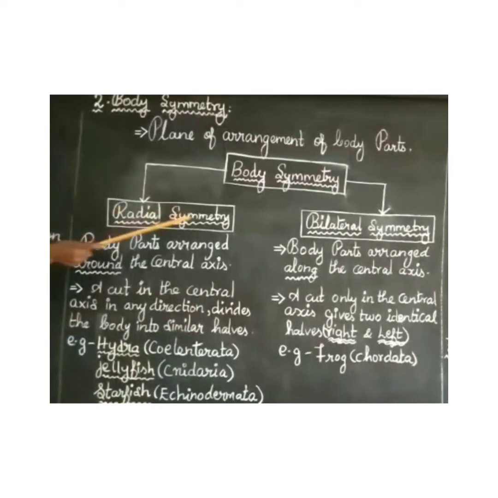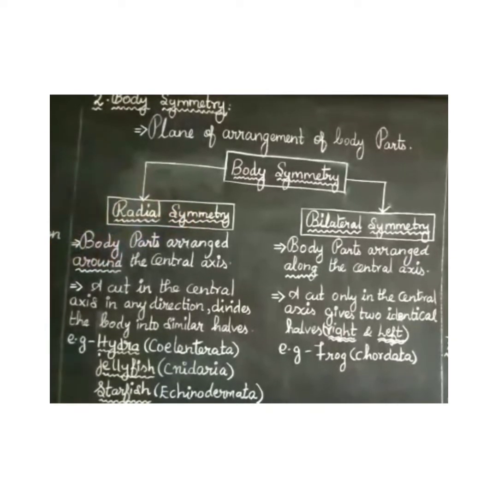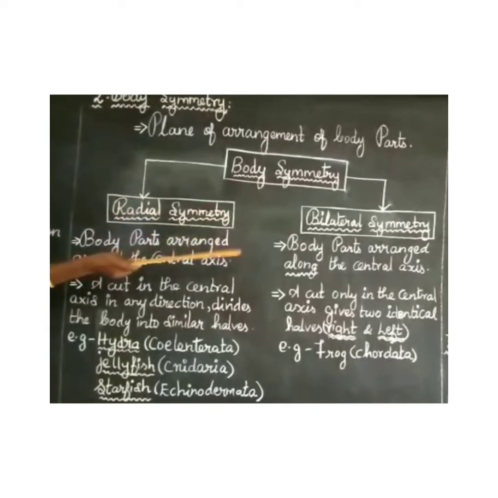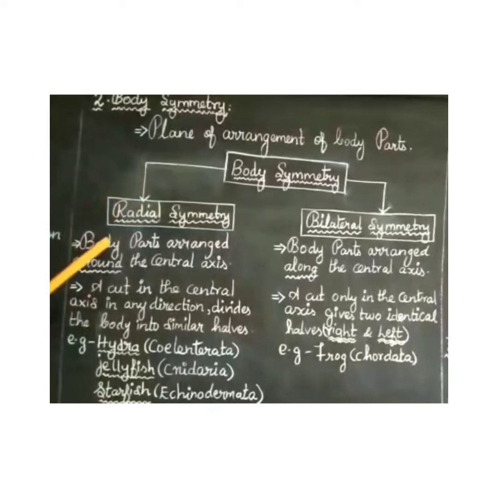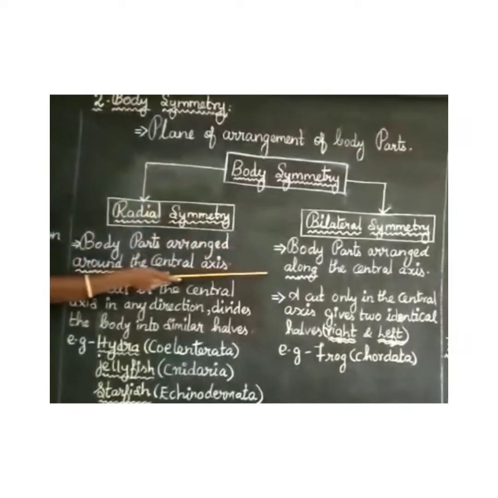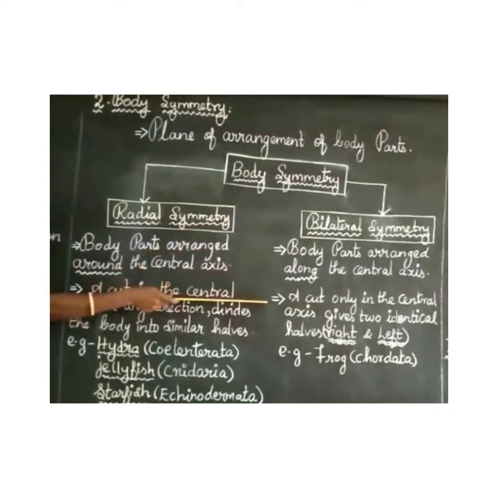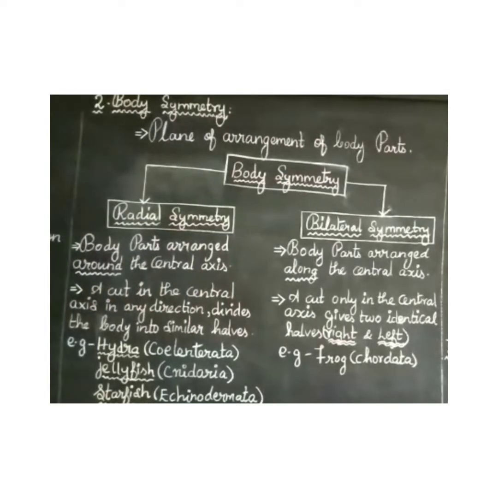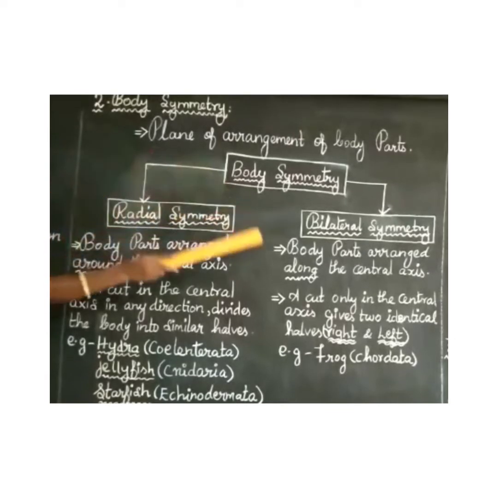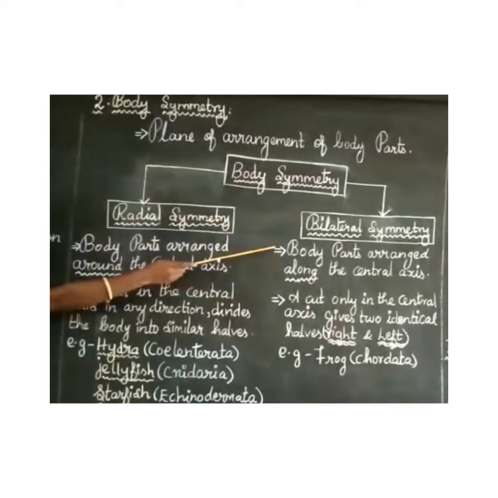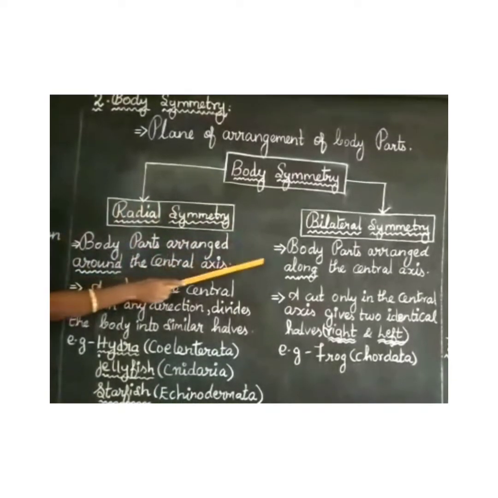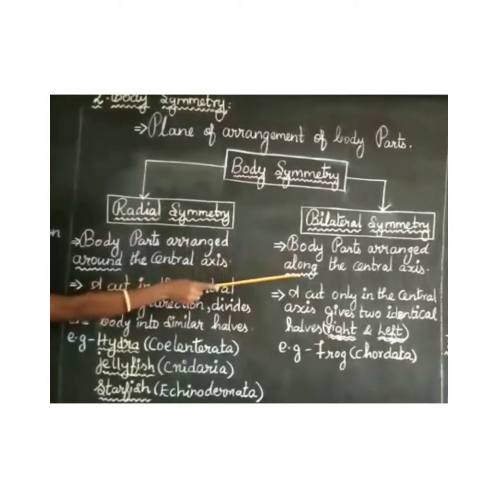Then coming to bilateral symmetry. What is meant by bilateral symmetry? Here the body parts are arranged along the central axis. In radial symmetry we saw arranged around; here it is along the central axis, that is, along a central line. On either side of the central line, the body parts are arranged parallel to the central line. That is the difference between radial and bilateral symmetry. Okay, clear? The one important term is along the central axis.